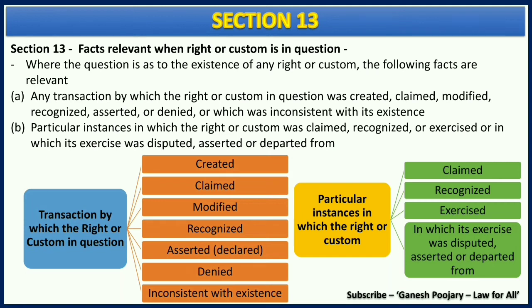While subclause A focuses on the transaction related to right or custom, subclause B focuses on particular instances. With these particular instances related to right or custom, all 4 aspects become relevant. What are the 4 aspects? Any claiming, or any recognizing, or any exercising, or in which its exercise was disputed, asserted or departed from. All of them will become a relevant fact. This is all you need to remember as far as section 13 is concerned, and we have a beautiful illustration in the next slide to understand section 13 in detail.